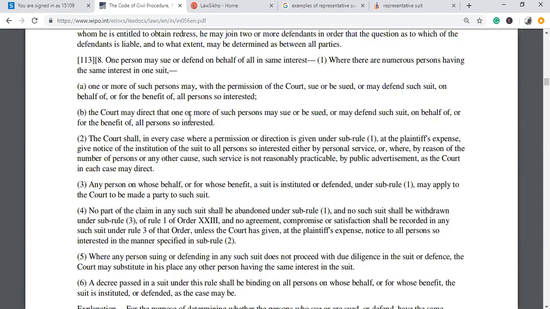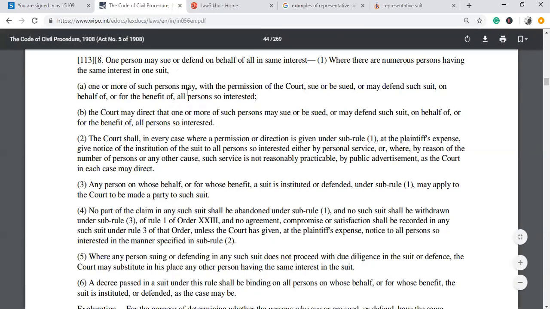Now, another question is, who has to apply for court's leave? Let us assume two situations here. The first is where the plaintiff wants to sue in a representative capacity. There we have the plaintiff applying. Second, where there are numerous defendants and they have the same interest. So any of the defendants can apply for leave of the court for defending in a representative capacity.